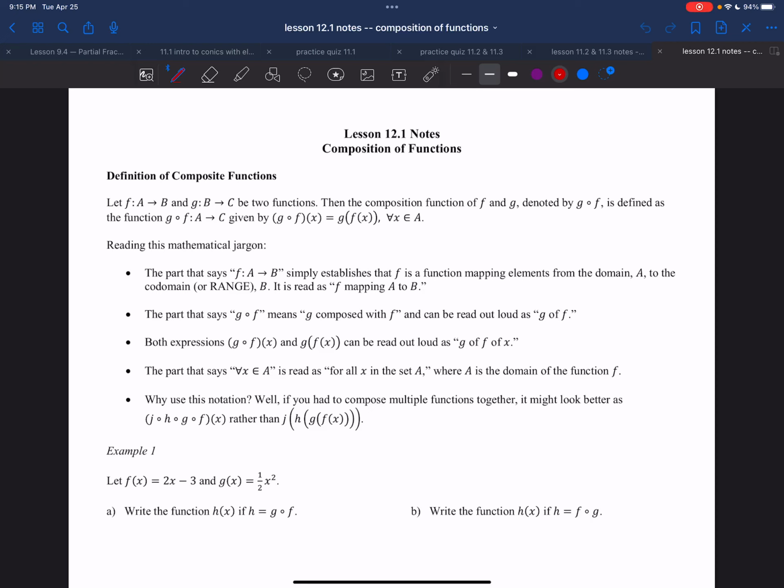Hello and welcome to lesson 12.1 on composition of functions. So if you click this playlist, especially if you know anything about math, if you know anything about Algebra 2, you're probably wondering, composition of functions, but the Unit 12 playlist is titled Sequences and Series. What does this have to do with series?